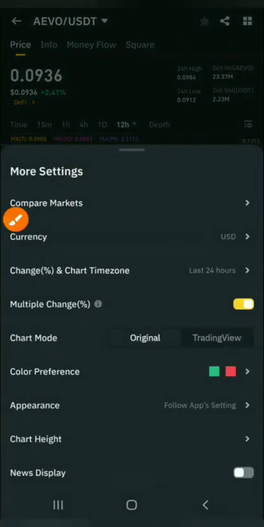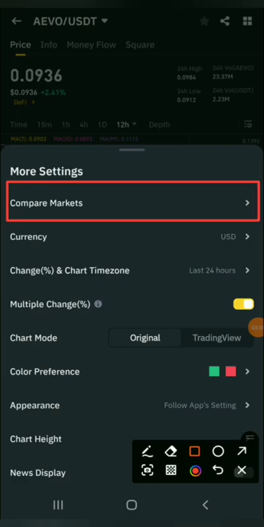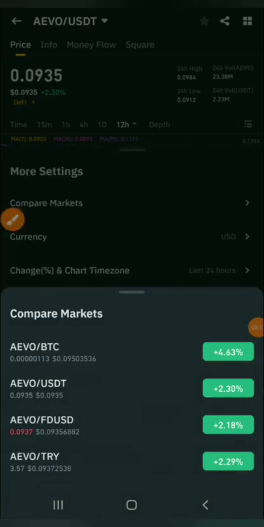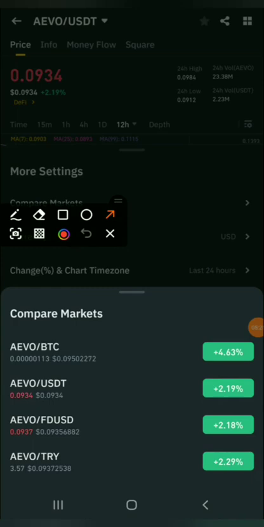After clicking on More, you're going to see something like this in the options: Compare Market, right? This is the place where you're going to see USDT AEVO, BTC AEVO, and any other pair that this AEVO is buying or selling on, right? So now let's click on it. As we can see, let me show you what I'm talking about. AEVO USDT right here is selling at 0.0934, and AEVO BTC is selling at 0.095.